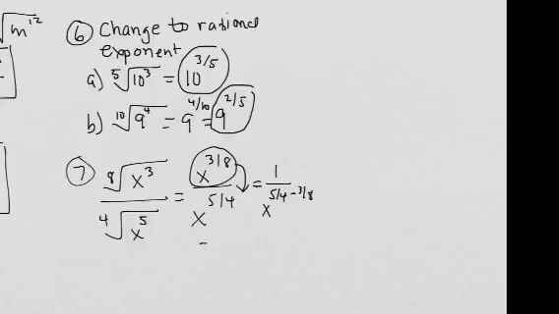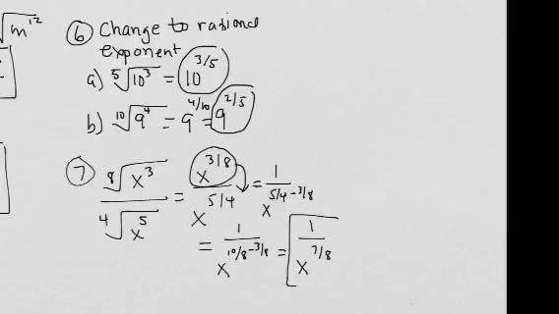So then, to simplify that, that's 1 over x to the 10/8, that's 5/4, minus 3/8. So the final answer would be 1 over x to the 7/8. You can leave your answer like that. Okay.